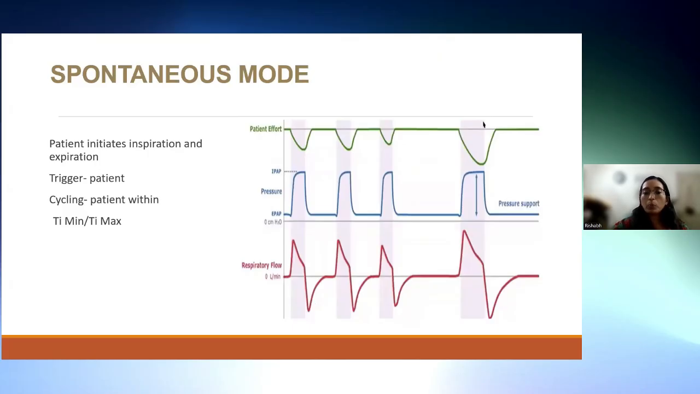In the spontaneous mode, again, the patient initiates the breath, and he initiates the inspiration as well as the expiration. So the trigger is by the patient and the cycle is within the TI minimum and TI maximum. That is, it has to be within the minimum inspiratory time allowed and the maximum inspiratory time allowed. So it can go to the maximum, but not more than the TI max.